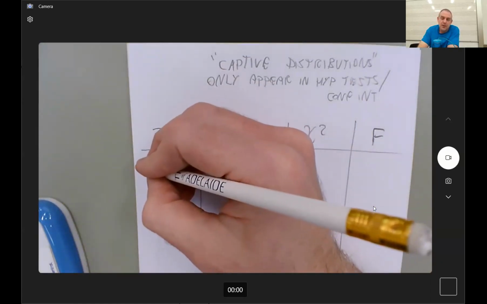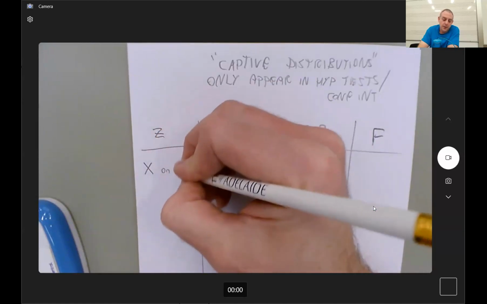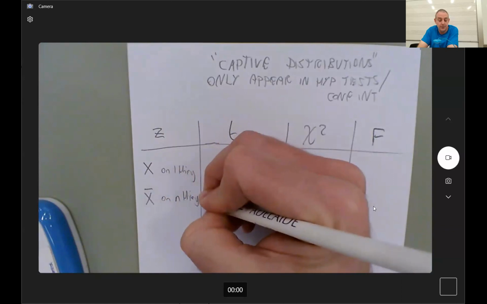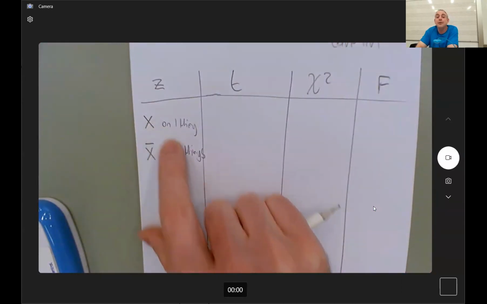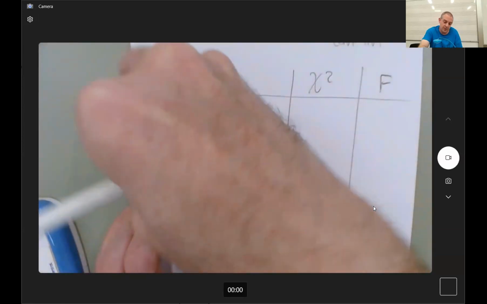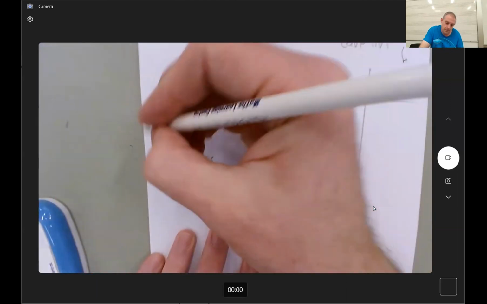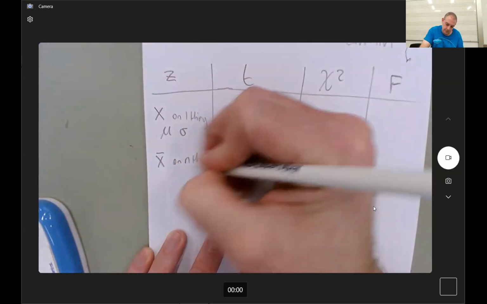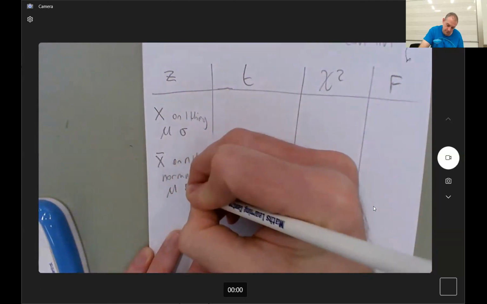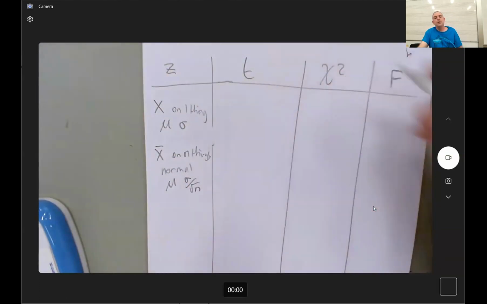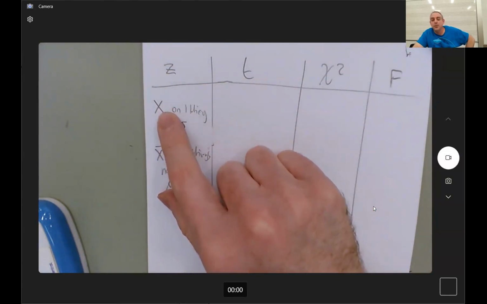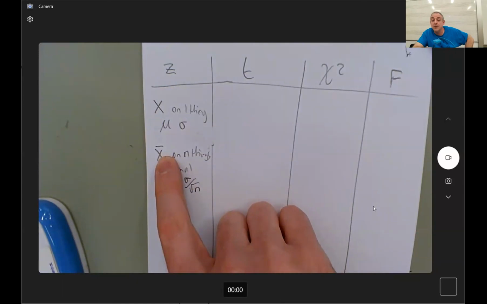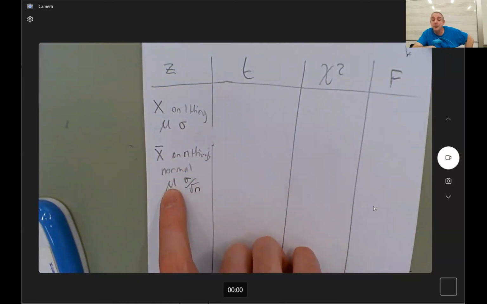So, cool. It turns out that if you measure anything on one thing, and you find the sample mean of several of those measurements on n things, then if this is normal, then so is this. So if you measure x on one thing, and this is a continuous variable, and it's got a mean and standard deviation, and you do x bar, the mean of n things, then that's also normal, and it has a mean of mu still, and a standard deviation that's a bit smaller.